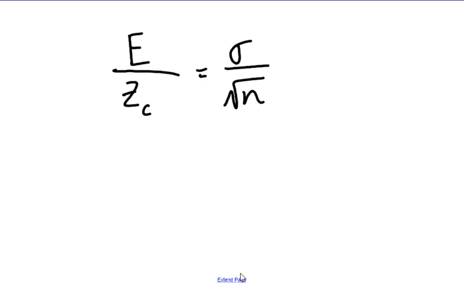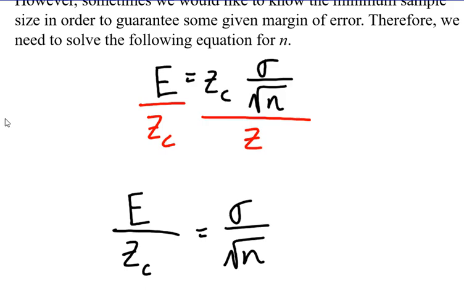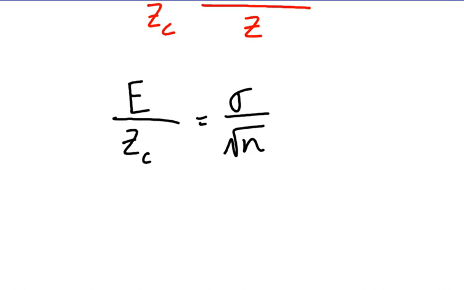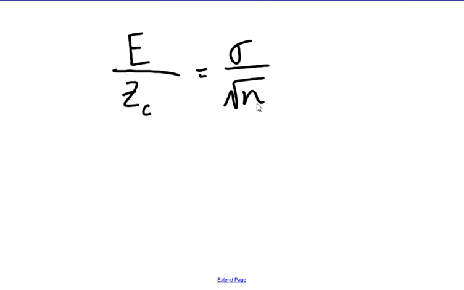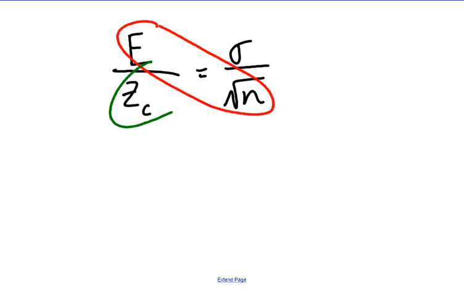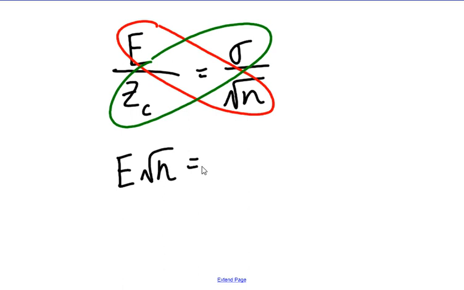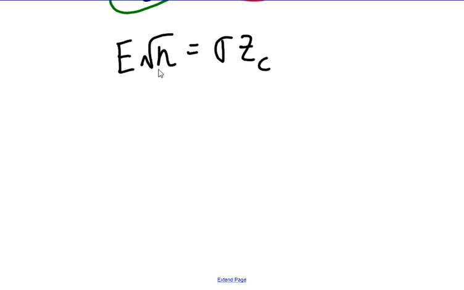And here, you can either use the cross product property, which is kind of funny because we just saw, undid by dividing both sides by zc, that'd be fine. Or I'm going to need to multiply the n up and then solve for it. I might use the cross product property because I think a lot of people are familiar with that from before. Kind of undoes the proportion we have going on. So I end up with E times the square root of n is equal to standard deviation times that z critical score. Now I need to solve for n, so I'm going to divide both sides by E.